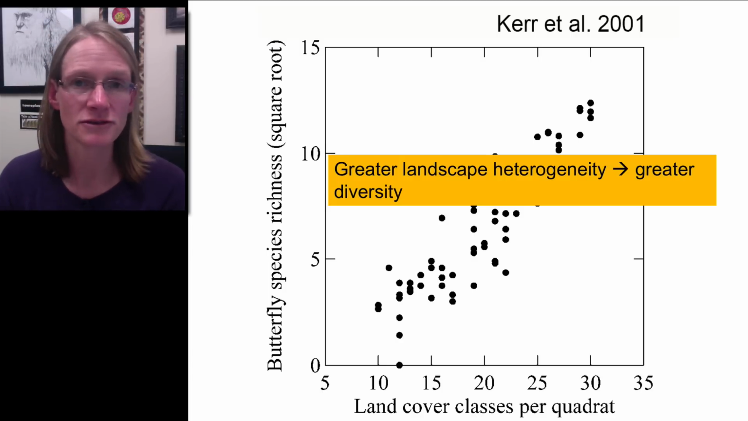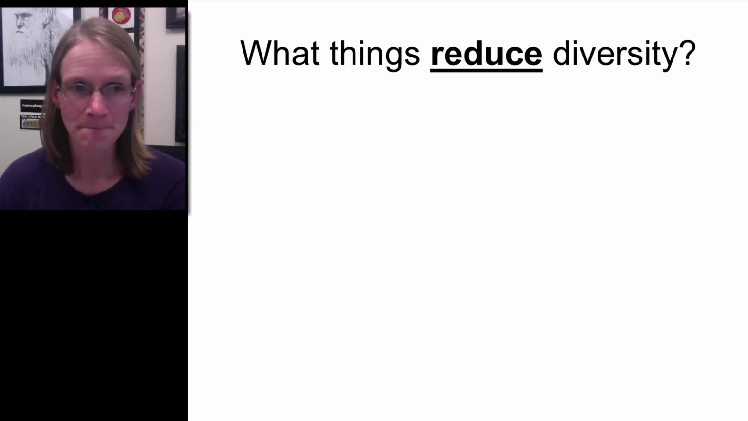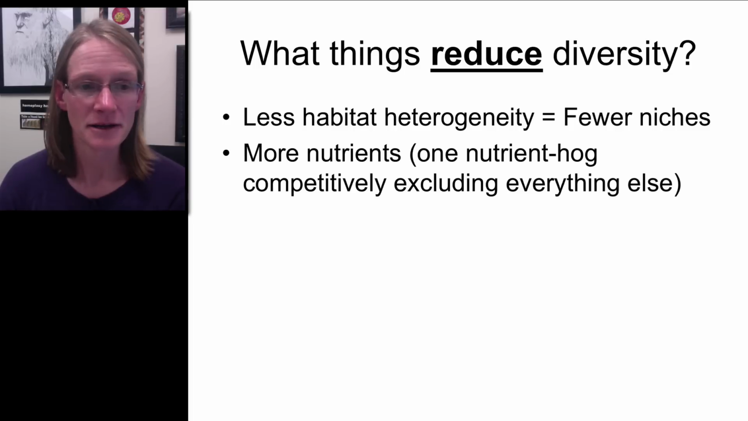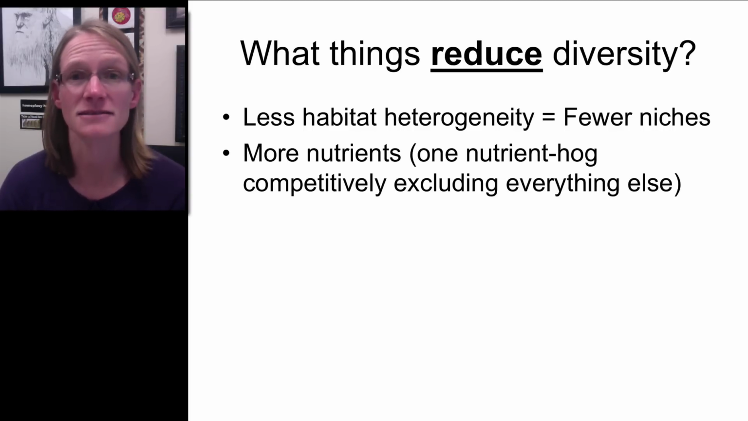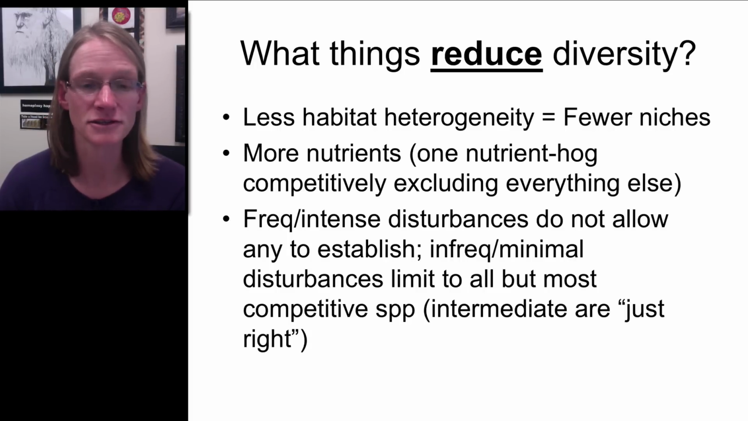Clearly what we've been doing is trying to look at the factors that promote diversity. But we can go back to each of these and identify the factors that reduce diversity, and there's many, many different things. One thing is, as we just mentioned, if you have less habitat heterogeneity, if it's more homogeneous, then there are fewer niches, and there's not as many places for different unique species to come and colonize. Another factor is if there's more nutrients. Again, think of that nutrient hog that comes in and competitively excludes everything. It just takes over, and there's not a whole lot of room for other species to colonize, which keeps diversity down. Another thing is disturbance.